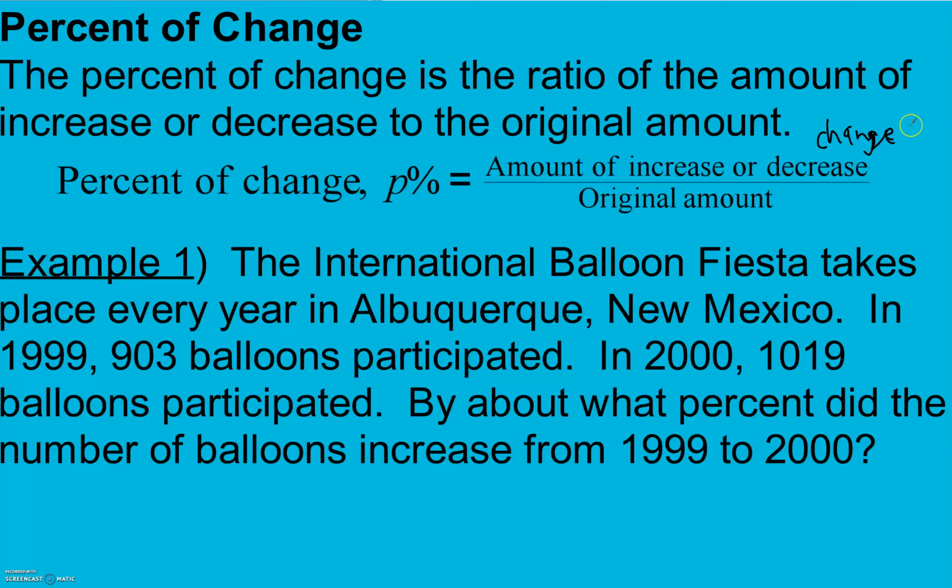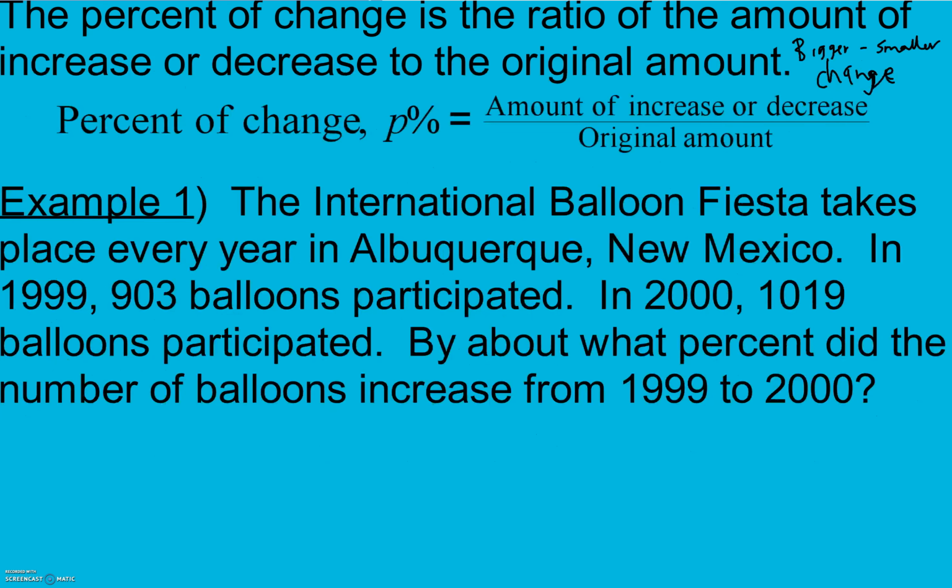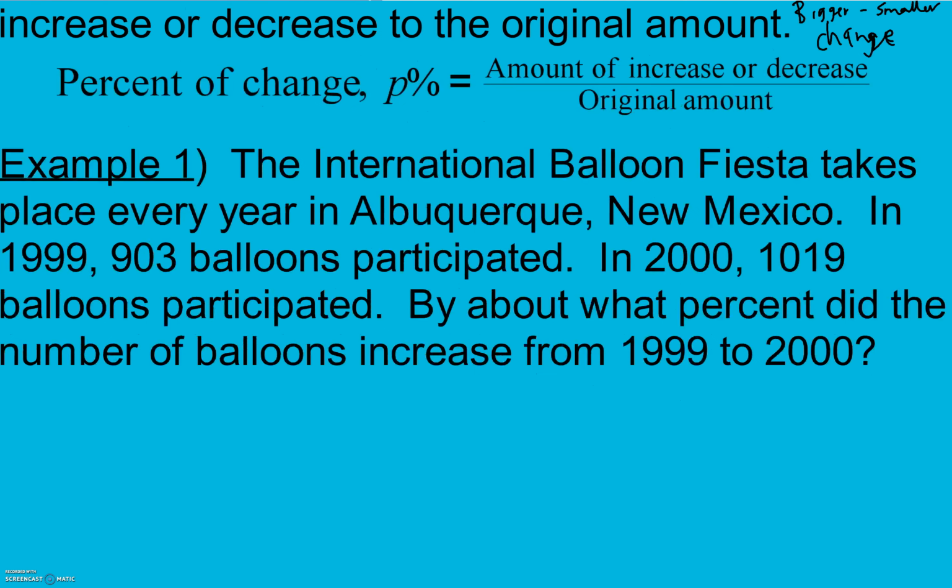So to find our change, we're going to subtract. We're going to take our bigger number minus our smaller number. So in example 1, the International Balloon Fiesta takes place every year in Albuquerque, New Mexico. In 1999, 903 balloons participated. In 2000, 1,019 balloons participated. By about what percent did the number of balloons increase from 1999 to 2000?